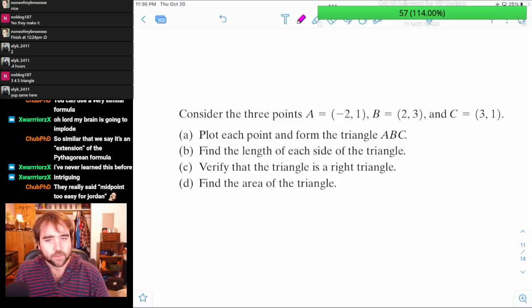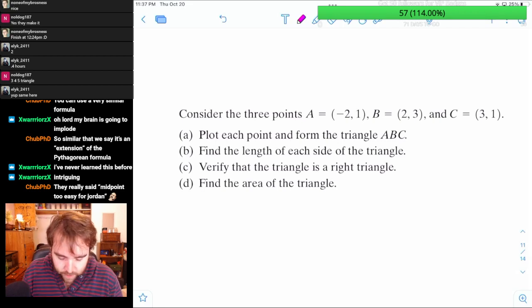Consider the 3 points. Plot each point and form a triangle ABC. Find the length of each side of the triangle. Verify if the triangle is a right triangle. Find the area of the triangle. Well, if it's a right triangle, the area will be easy.